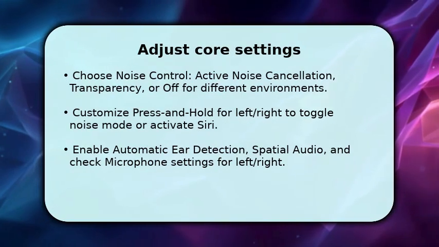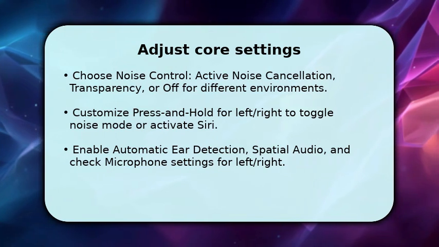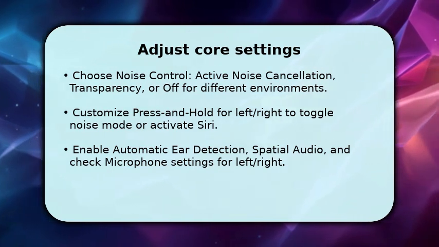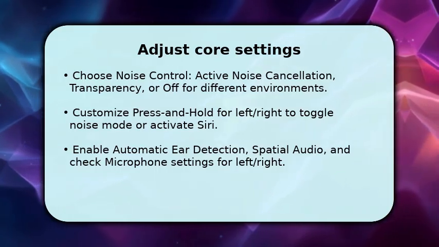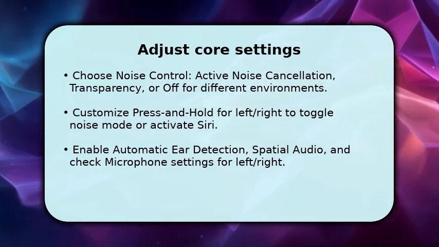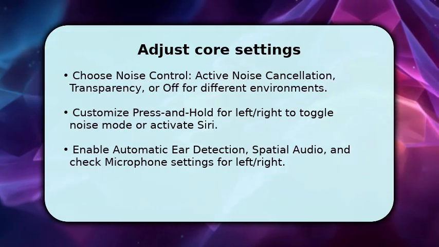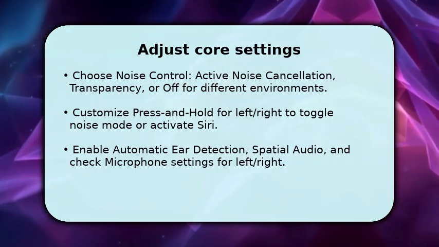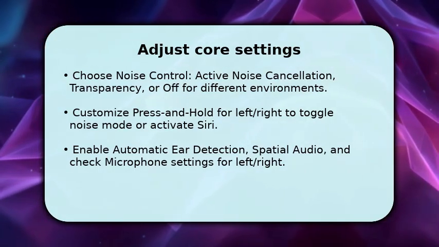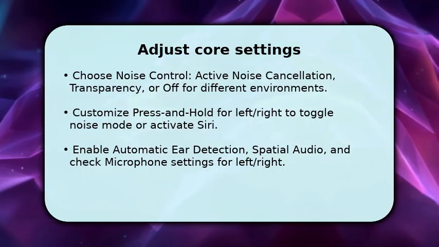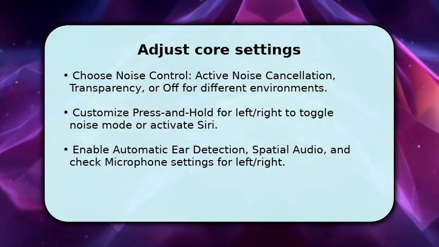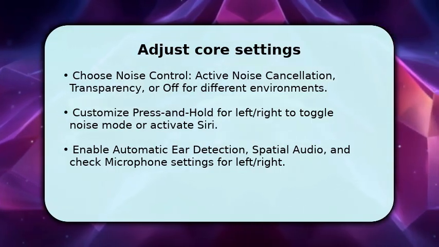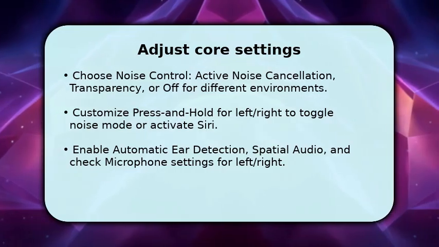Now focus on the main controls. Tap Noise Control to set active noise cancellation, transparency, or off, which changes how much outside sound you hear and why you might pick each. Next, tap, press, and hold AirPods to assign left and right to switch noise modes or summon Siri. This is practical when you want quick toggles. Also verify automatic ear detection, spatial audio, and microphone direction so audio behavior matches how you actually use them.